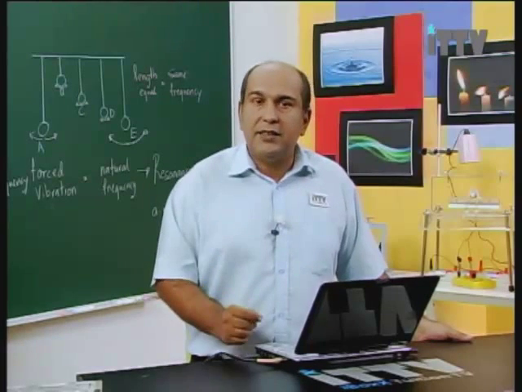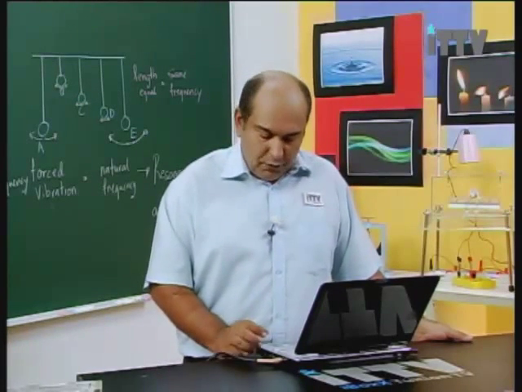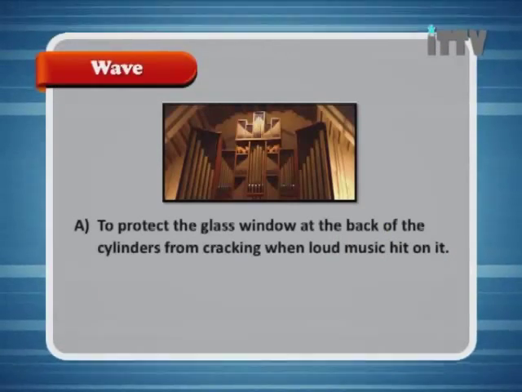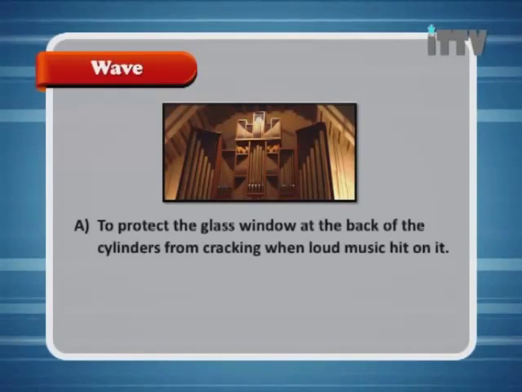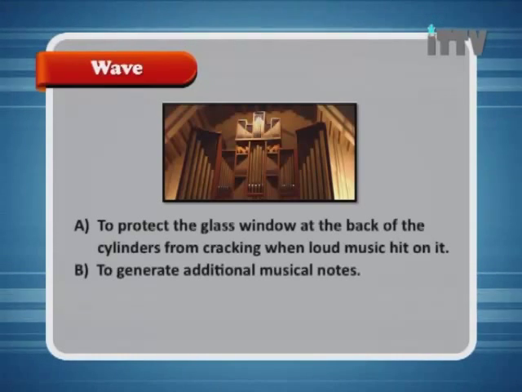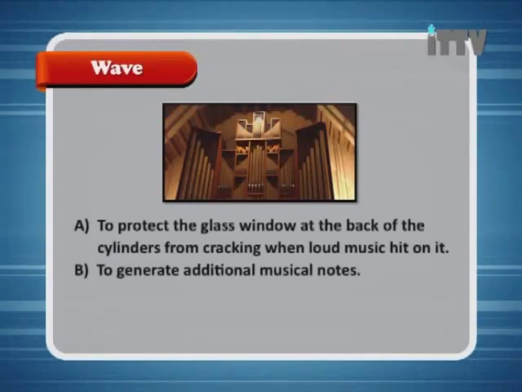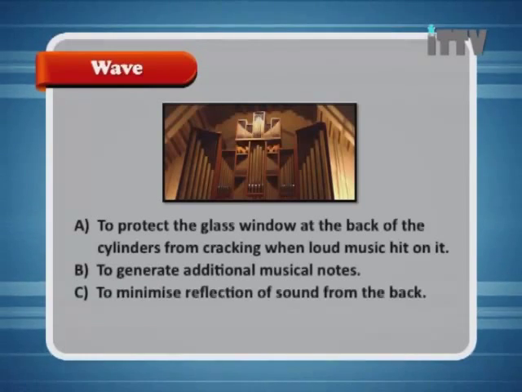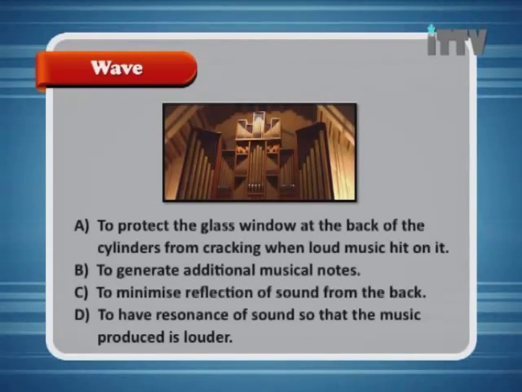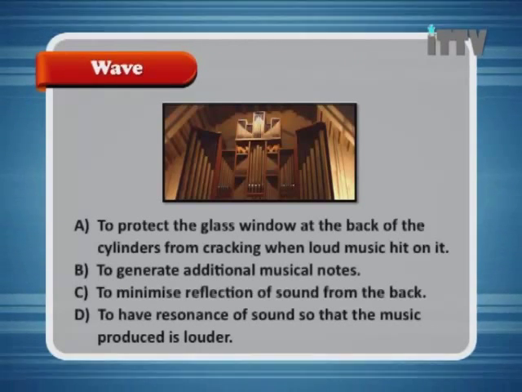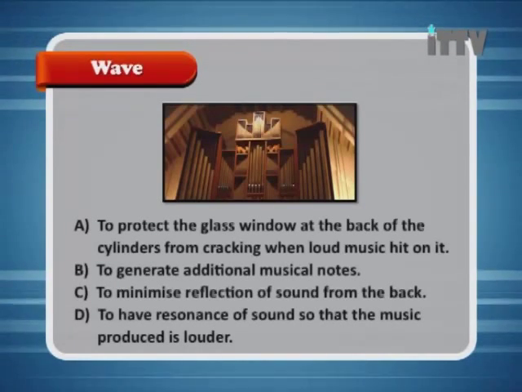Have you written down the answer? Let's have a look. A. To protect the glass window at the back of the cylinders from cracking when loud music hits it. B. To generate additional musical notes. C. To minimize reflection of sound from the back. D. To have resonance of sound so that the music produced is louder.